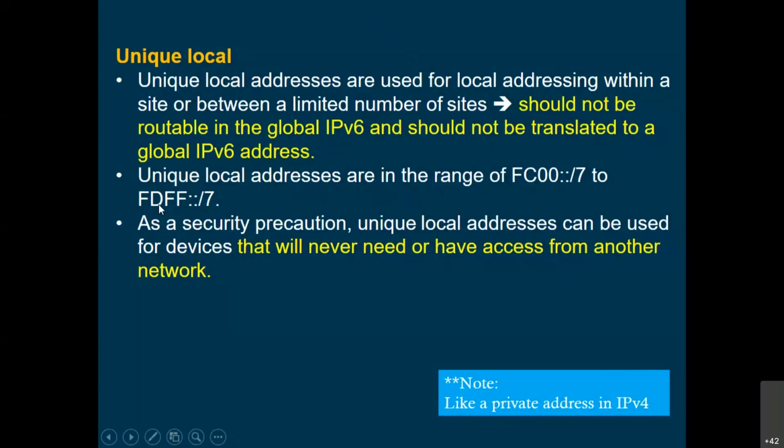As a security precaution, unique local addresses can be used for devices that will never need or have access from another network. That means if you are using it just for your small network, you can use the unique local address. But if you are going outside of your local network, you cannot use that because this address will not and should not be translated to the GUA. You can look at unique local as a private address, but a private address you can translate to a public address, but unique local, it's not advised to do so.